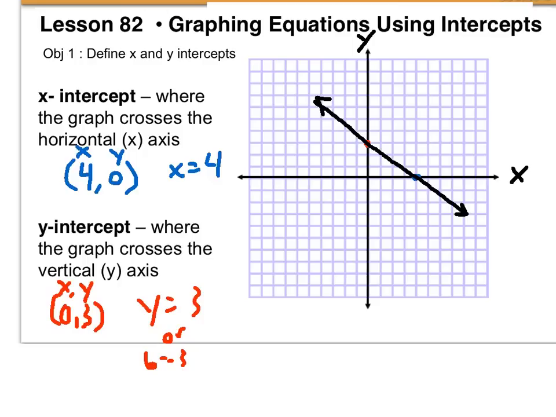Now notice here that my x-intercept has a y-coordinate of 0. So my x-intercept is always when y equals 0, and my y-intercept is always when x equals 0. And that's going to be a key piece of knowledge for us to have going forward in this lesson. So let's go ahead and explore this a little more.